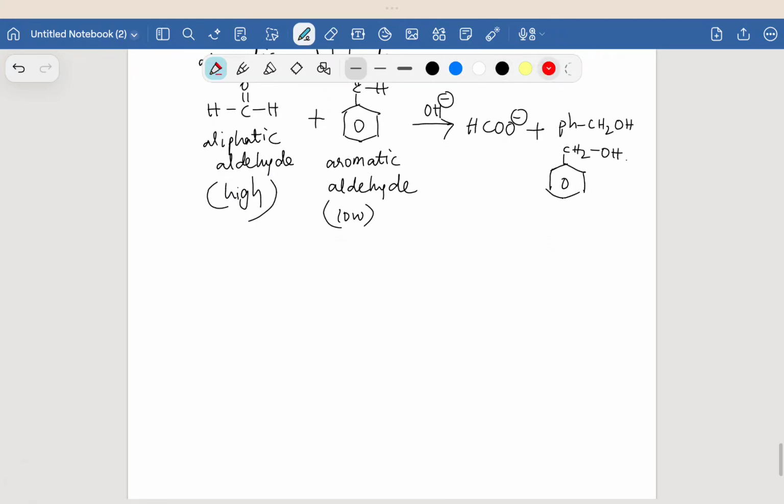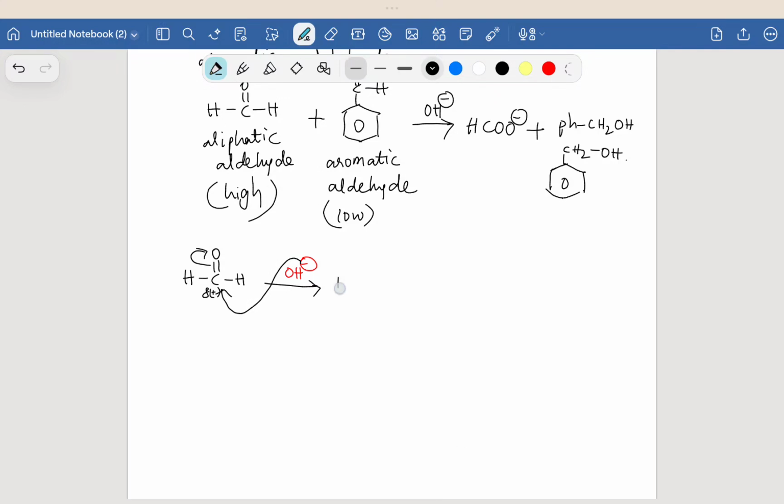If you see the mechanism for this one, H C double bond O H. So highly reactive aldehydes only get attacked with hydroxy group. Here, hydroxy group. This base is going to attack only highly reactive aldehydes. Why? Because highly reactive aldehydes have more electrophilic nature than the low reactive ones. So this one moves here, same as we studied in the mechanism.